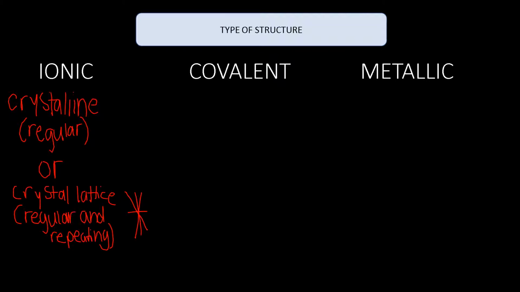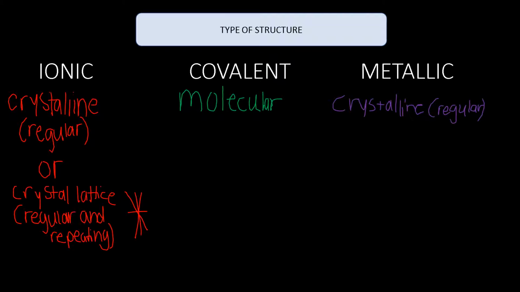And in covalent bonding, we have a molecular structure. In other words, a molecule is formed. And metallic bonds have a crystalline regular structure, and electrons moving all the way throughout the atoms.